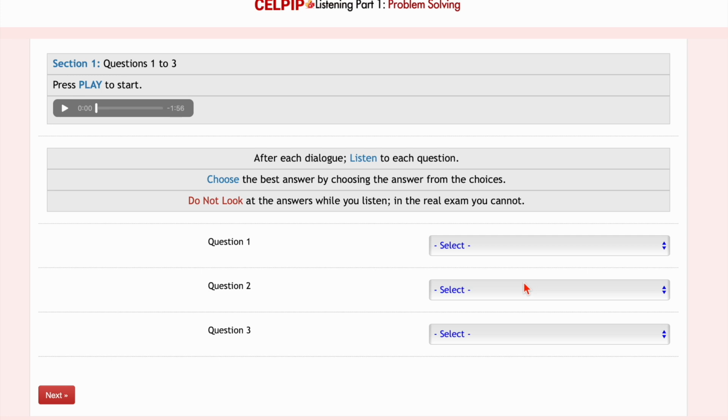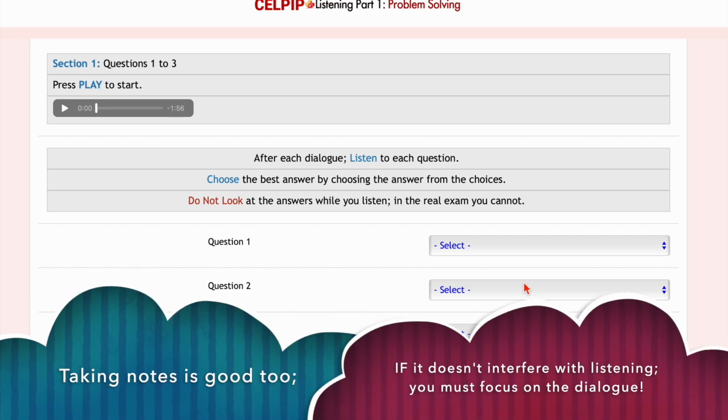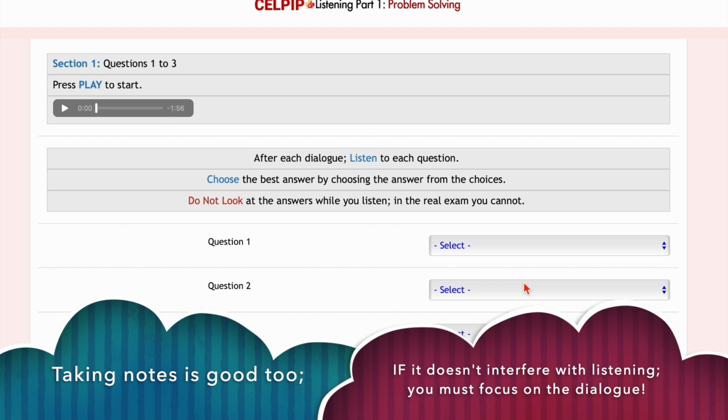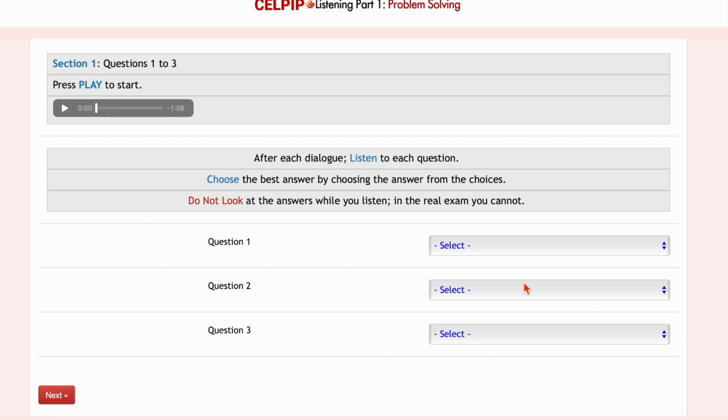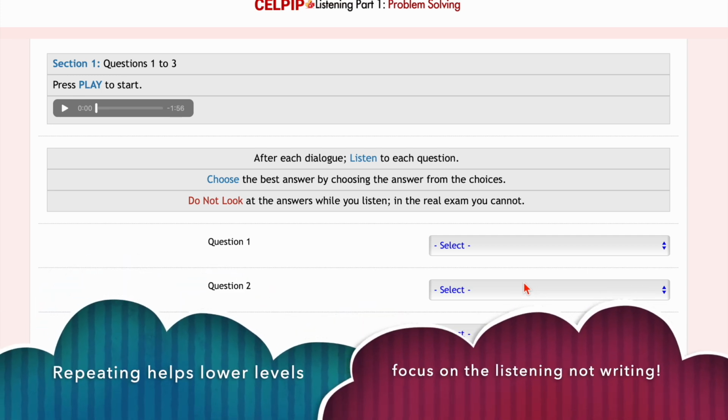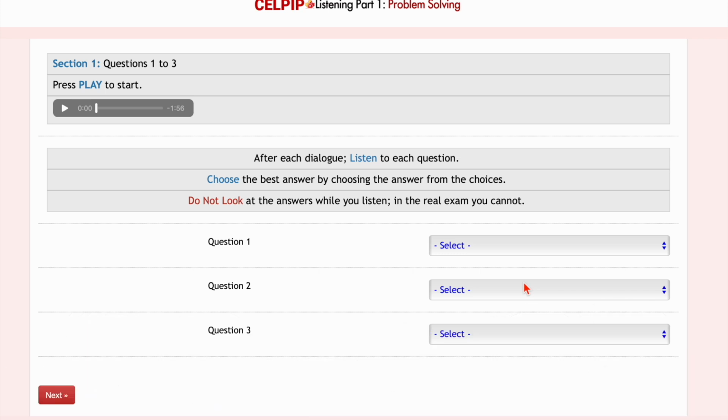Now, also taking notes is good, but I suggest taking notes as long as you keep on listening, because lower levels, we can also have a problem with writing notes. It may not be easy for you. So I think repeating the information is better, but if you can write notes very quickly and easily, like higher levels, then you can do it. But very important, keep focusing on the listening, okay?